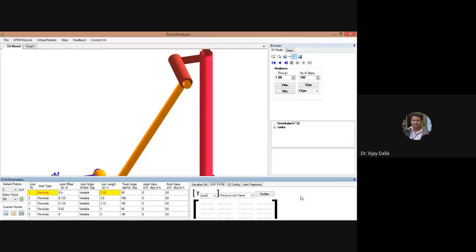And regarding that transformation matrix, if I click update, the matrix will come here based on the inputs.